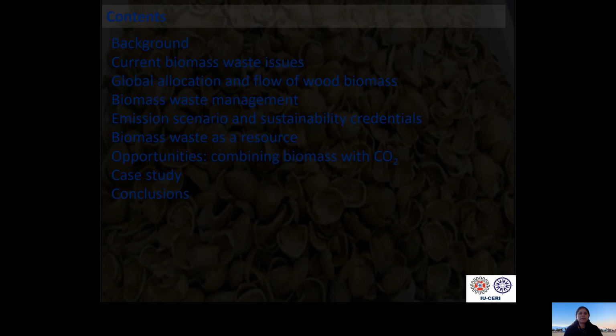The talk today will include a bit of background of the work and the biomass, including current biomass waste issues, global allocation and flow of wood biomass. I will talk a bit about the biomass waste management scenario, with special reference to the emission scenario and sustainability credentials. Biomass waste as a resource will be included. I will also talk about opportunities where we can combine biomass with carbon dioxide to add value, or valorize biomass waste, supported by a case study undertaken at Greenwich. And finally, I will conclude my talk.